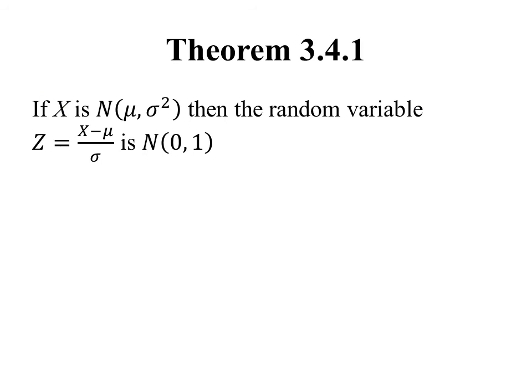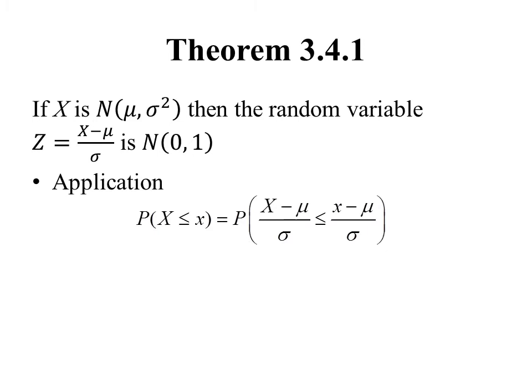Next, we give a theorem that relates the standard normal distribution to the more general normal distribution, and which says that if x has a normal distribution with mean mu and variance sigma squared, then the random variable z, which equals x minus mu divided by sigma, has a standard normal distribution. This is going to be the symbol for a standard normal distribution, normal with mean 0 and variance 1. So it's saying if we transform this normal distribution by subtracting mu and dividing by sigma, then we get a standard normal distribution. This is a very important theorem and has a very important application.